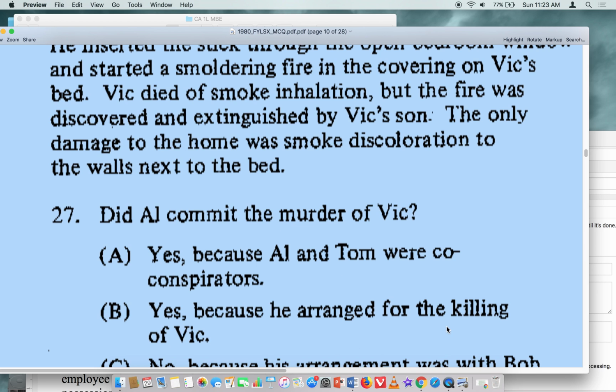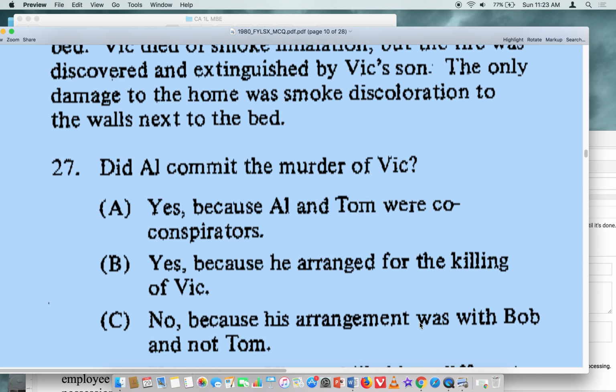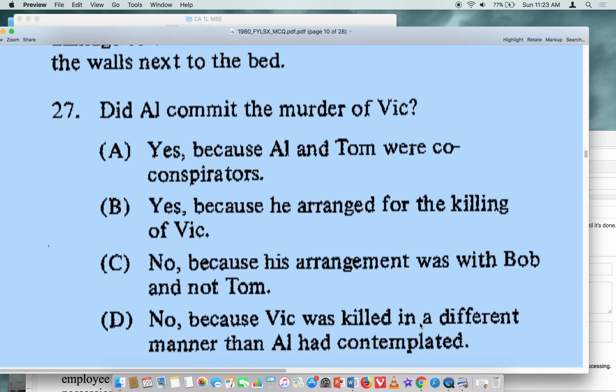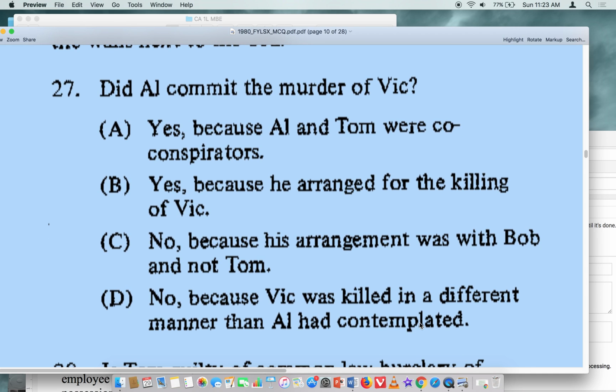Now, did Al commit the murder of Vic? Pause here if you want to answer it. I'm going to go right ahead and answer it, so please pause it. We have four possible choices, and you're to pick the best choice. Did Al commit murder of Vic?